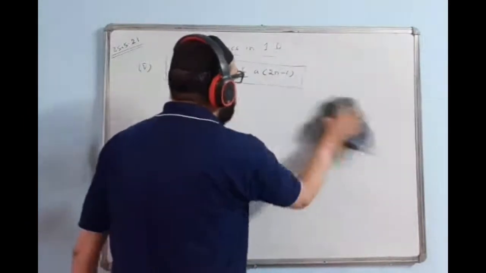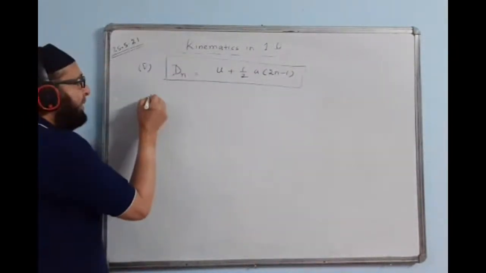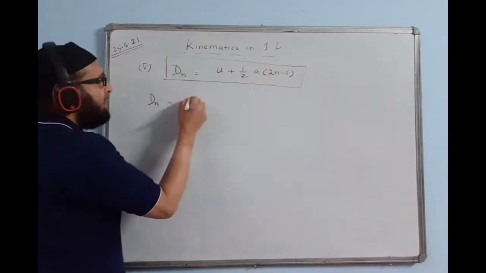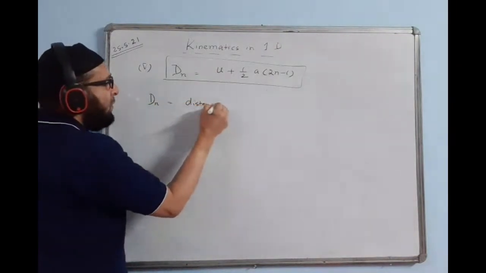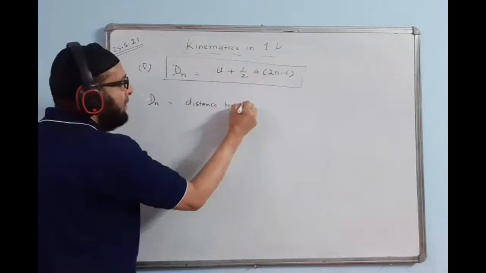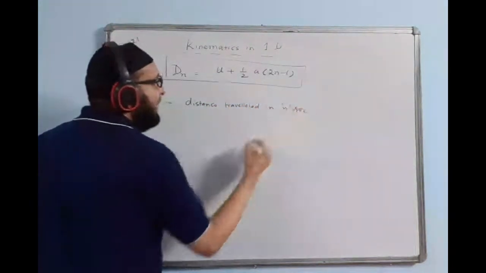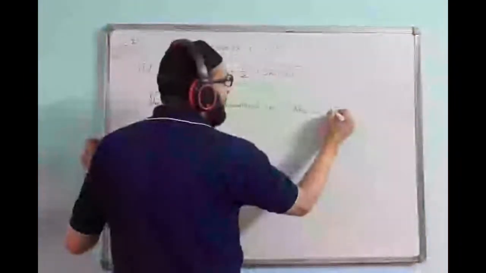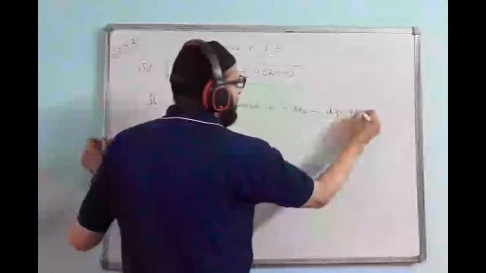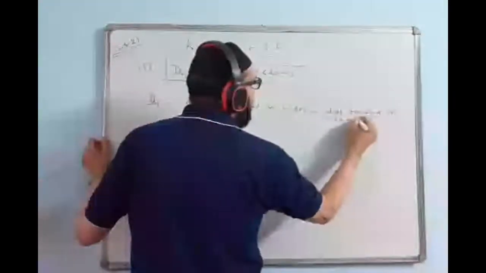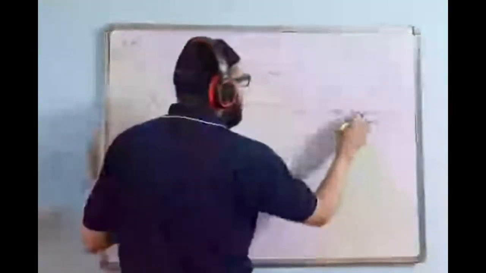So here we will be writing the statement: dn is the distance moved by the body in the nth second of the time. We write here like this: distance traveled in n seconds, first we write this, in n seconds, minus distance traveled in n minus 1 seconds.